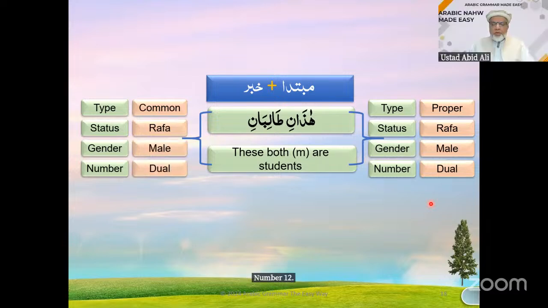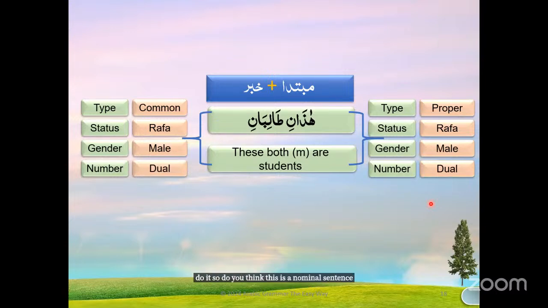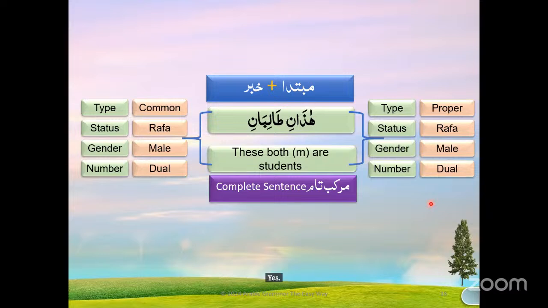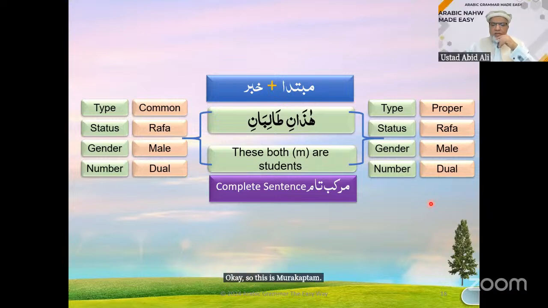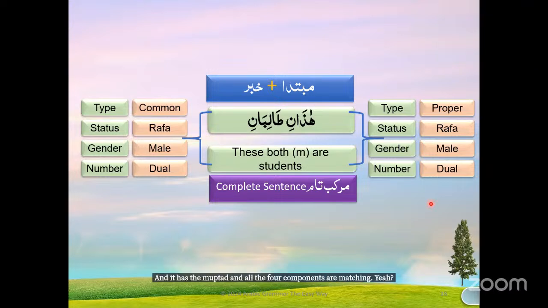Dual. So do you think this is a nominal sentence? Yes. Okay, so this is Murakkab Tam. It is a complete sentence and it has the Mubtada Khabar and all the four components are matching. Yeah? Okay, very good job.